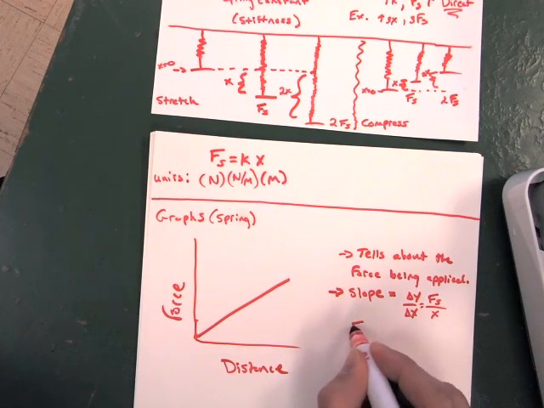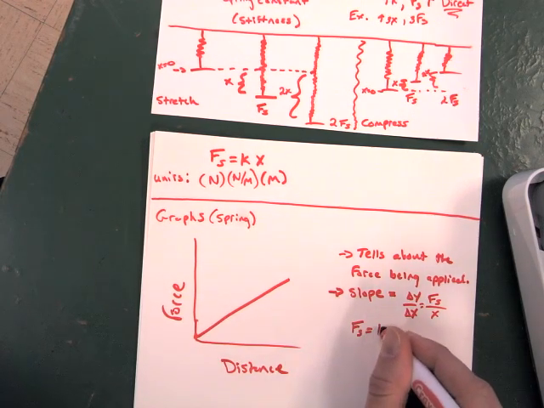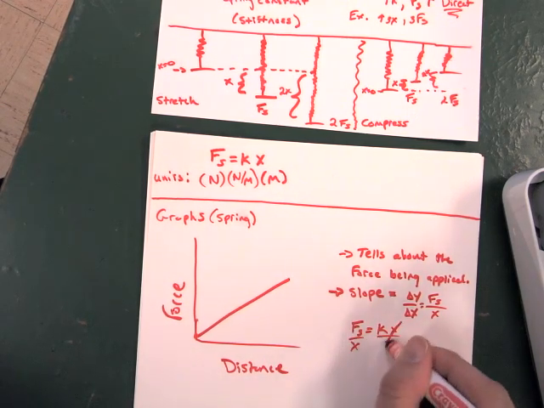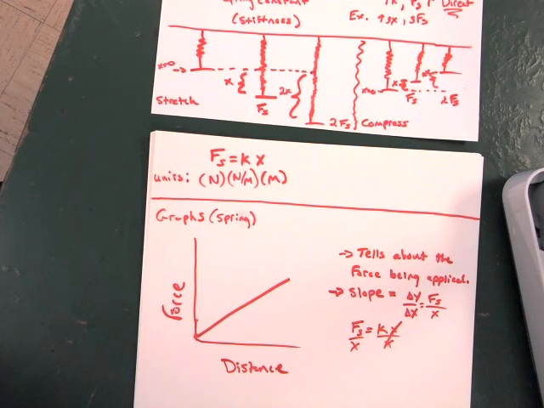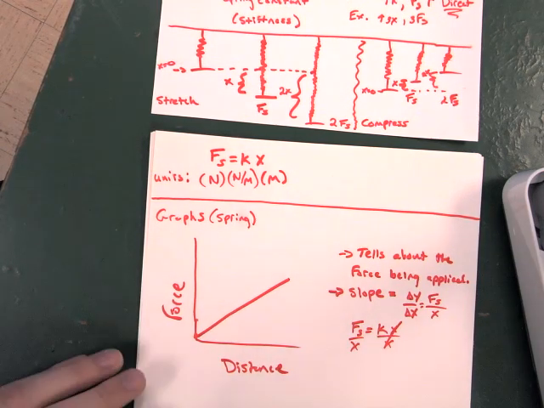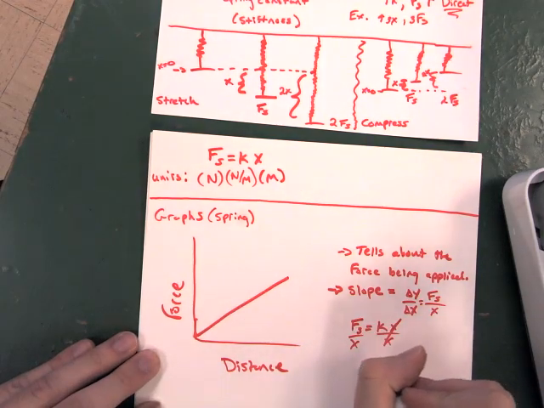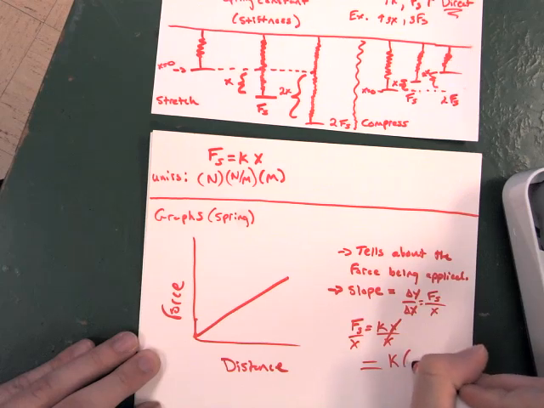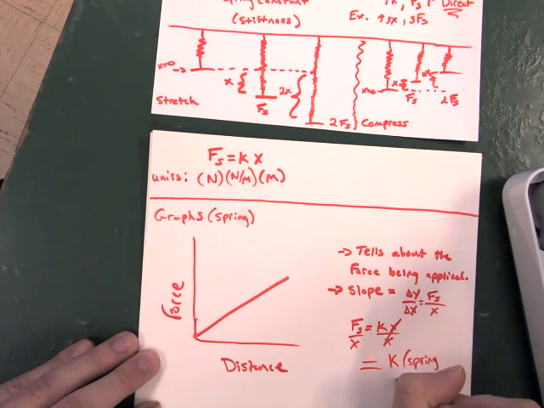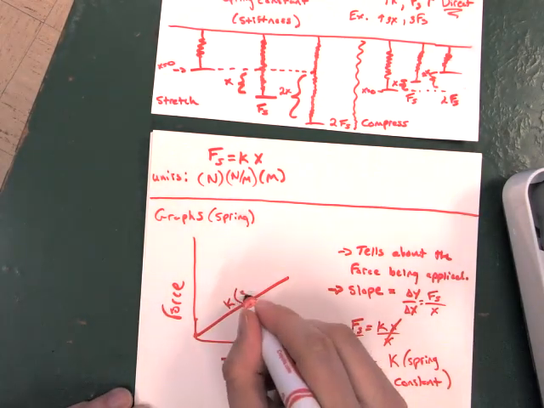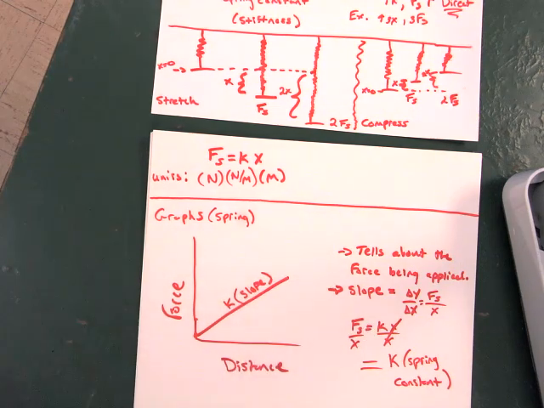Let's look at Hooke's law equation. If I divide by x, k equals Fs over x. So the slope of this line gives us the spring constant, k.